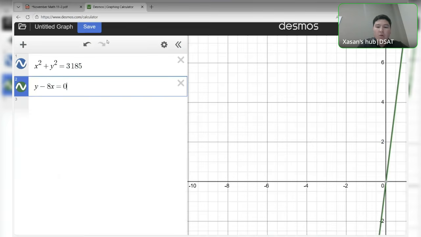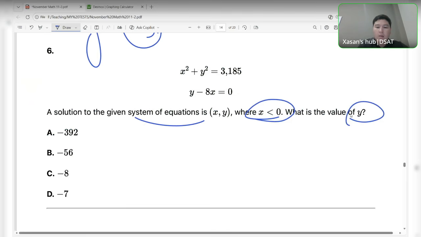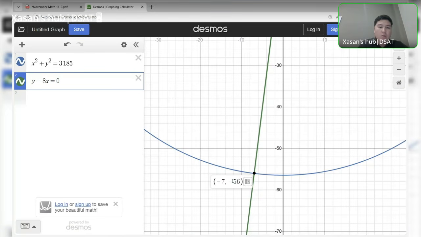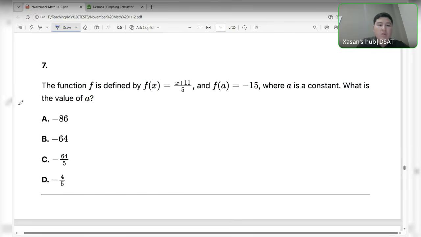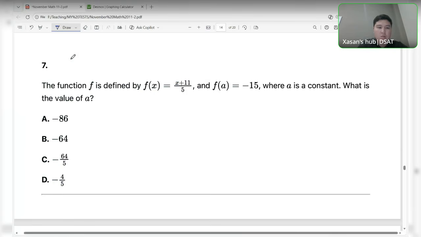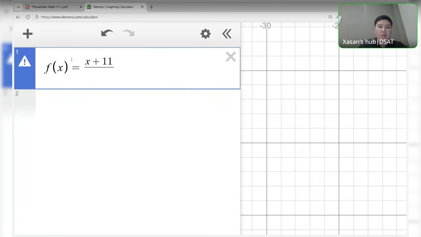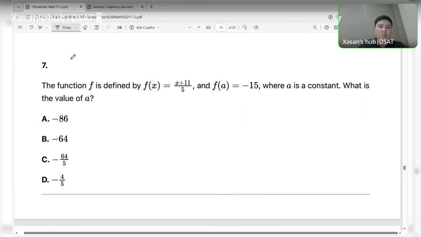Guys, look, it is asking for when the value of x is less than 0, the value of y. It is now negative 56. Negative 56 is the answer. So B is Desmosable. You have this function. What is the value of a? That one is also Desmosable. Write the function. So f of x equals x plus 11 divided by 5. And that's asking for f of a, negative 15. Okay, what is the value of a? Negative 86. So the answer is A.